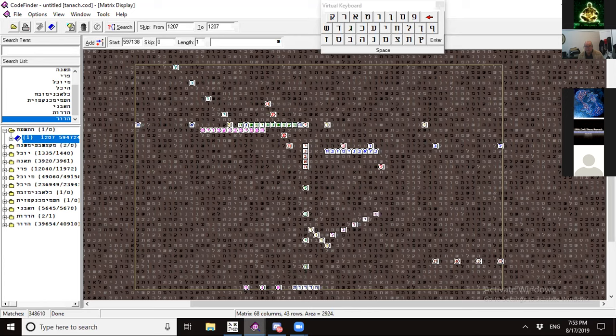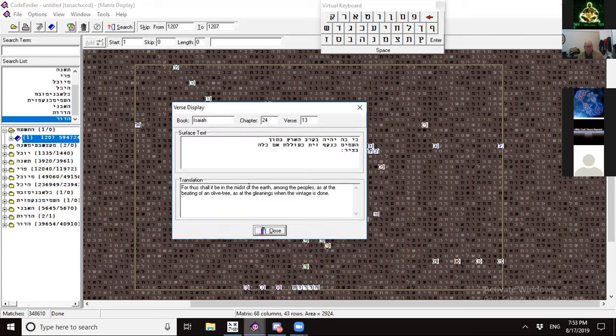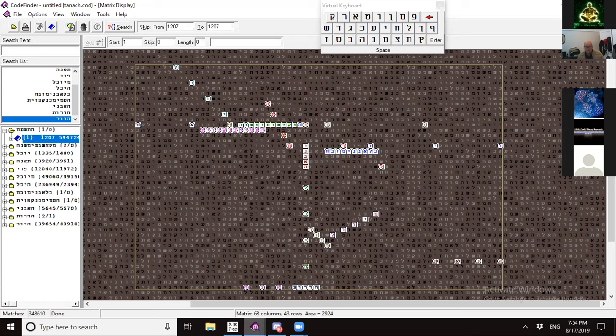So he says, when the tree bears its fruit, right? In the beginning, it's just budding, just starting to sprout. Now we're getting fruit, and it's getting ready to drop. "For thus shall it be in the midst of the earth among the peoples, as the beating of an olive tree." Where I have this highlighted, that's among the peoples, the beating of an olive tree. And the mem in peoples, hey, ayin, mem, yod, mem, that's peoples. You've got the people from the Jubilee, thresh like a wild olive tree.